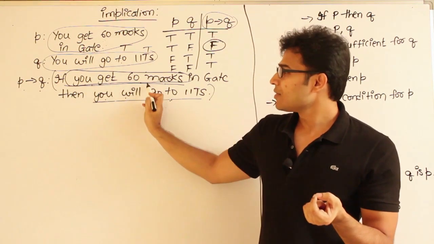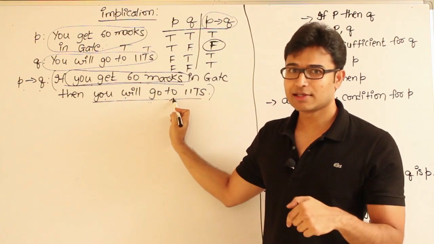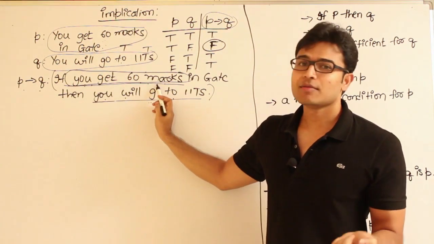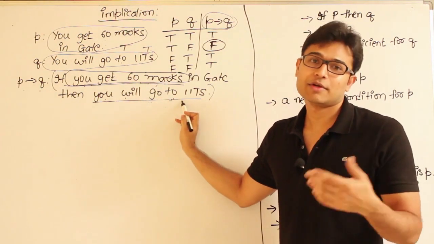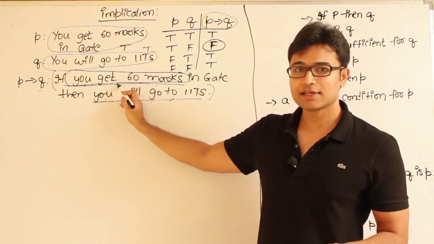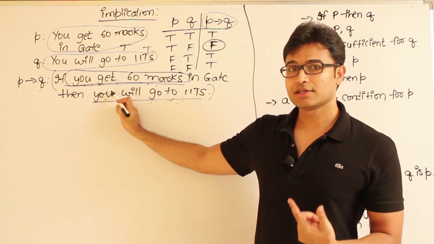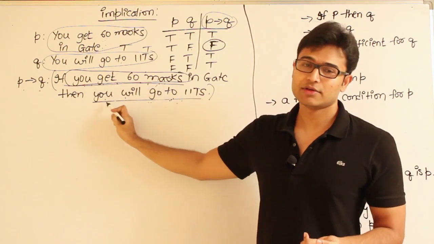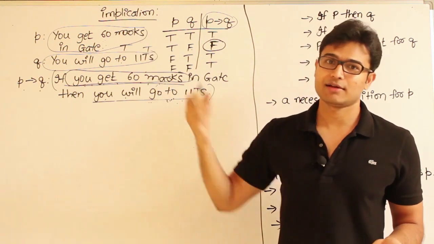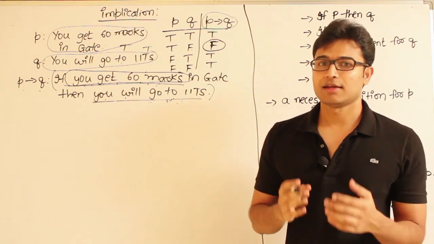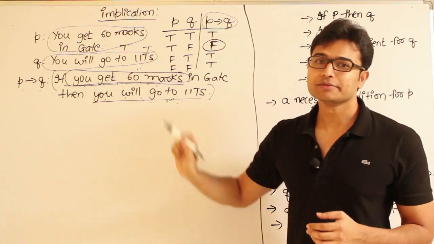If you get 60 marks in GATE, then you can go to IITs. It also says that even if you don't get 60 marks in GATE, then also you can go into IITs through some other means. But in English, it says that if you don't get 60 marks, you cannot go into IITs. But in propositional logic, it says that if you don't get 60 marks, then also you can go into IITs by some other ways. Got it? Depending on some other factors, right? And second thing is, there may not be any connection between these two, right?